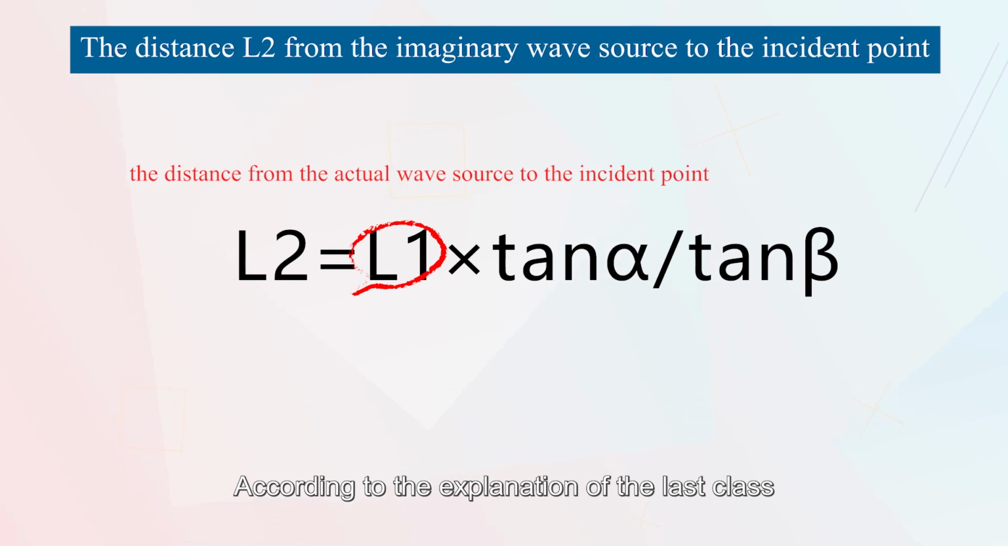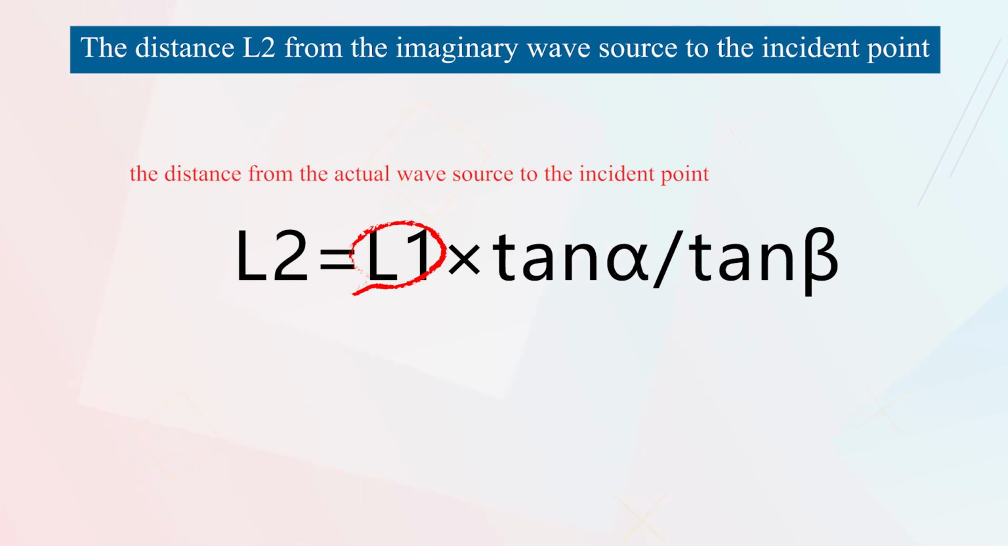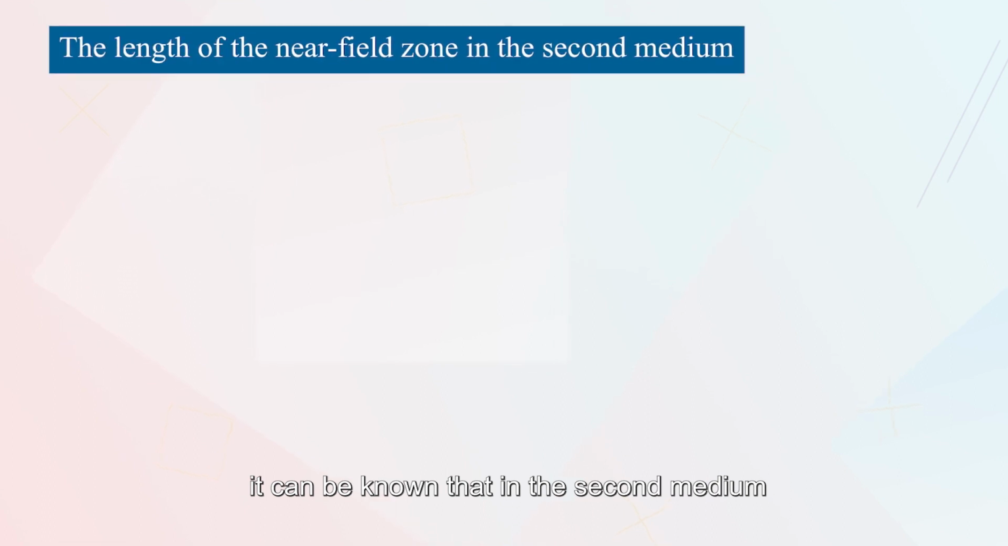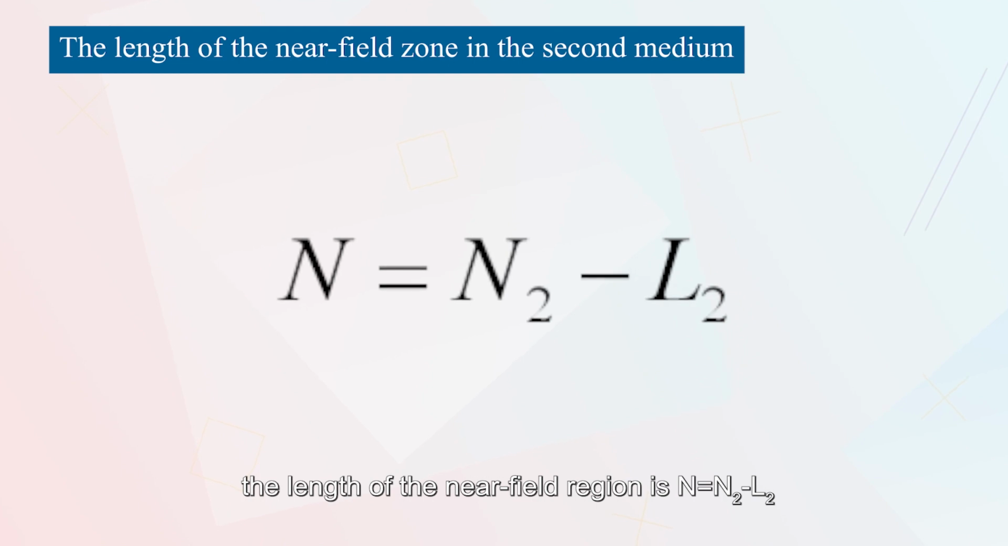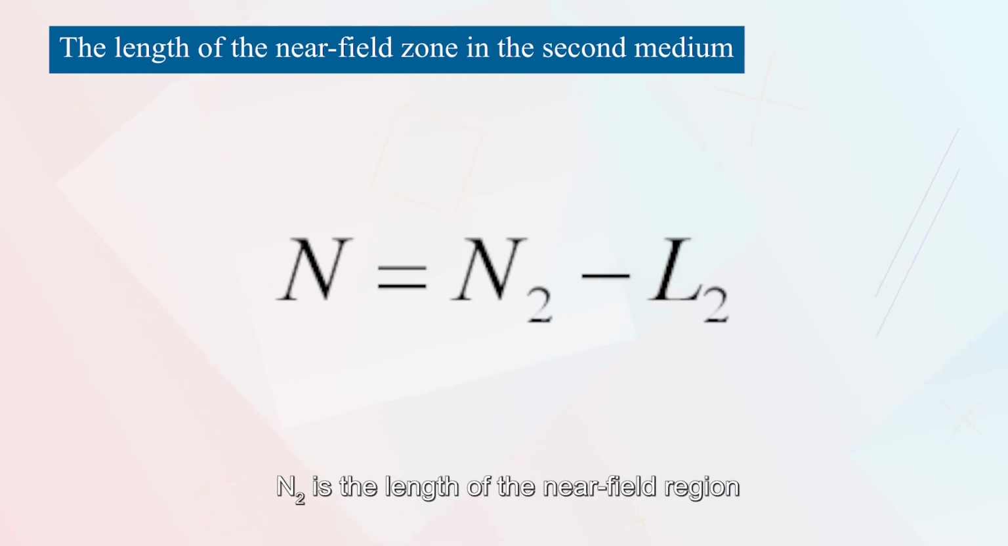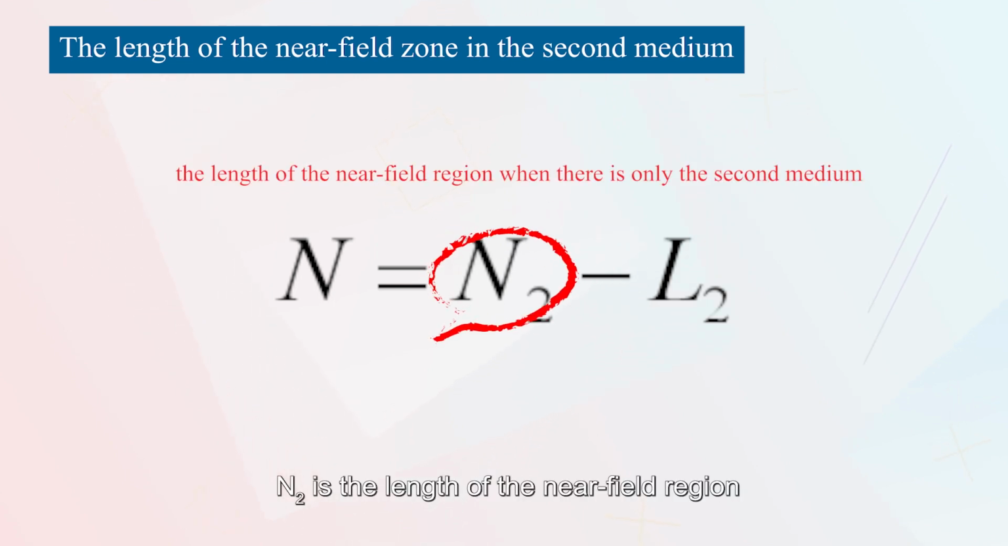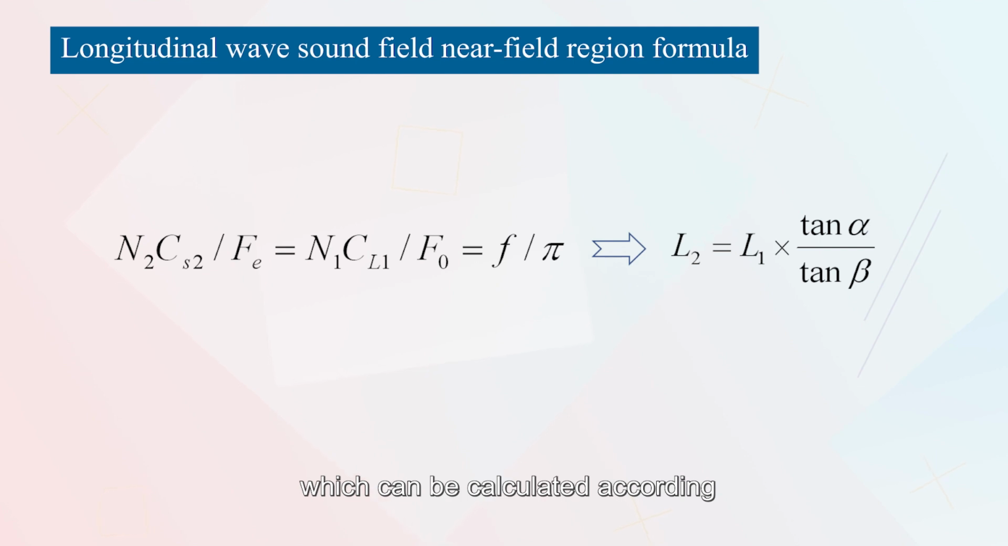According to the explanation of the last class, it can be known that in the second medium, the length of the near field region N is equal to N2 plus L2. In the formula, N2 is the length of the near field region when there is only the second medium, which can be calculated according to the formula of the near field region of the longitudinal wave sound field.